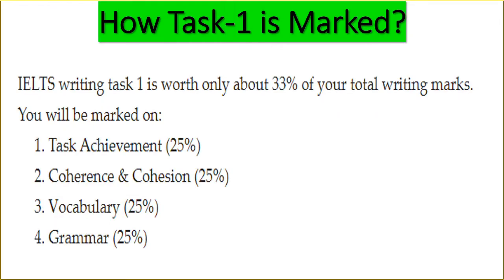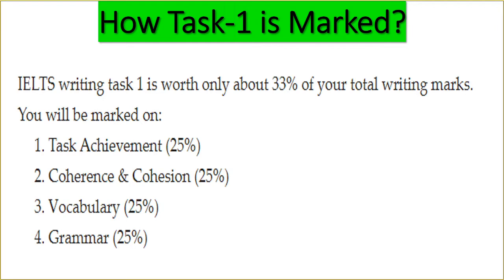So how is task 1 marked? It is very important for the student to understand how the tasks are being marked. Task 1 is worth about 33% of your total writing marks, and you will be marked on four basic criteria.